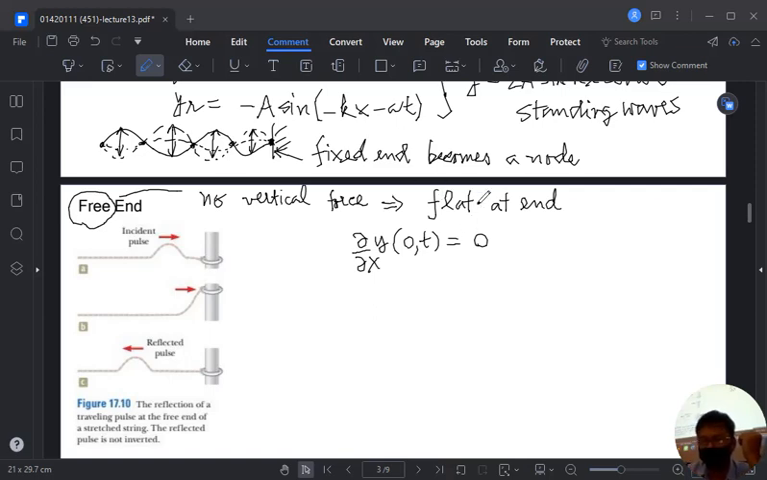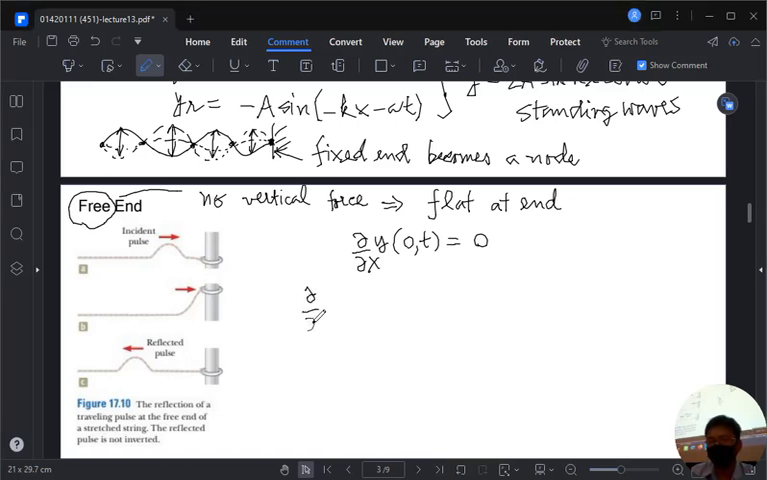so we're looking for flat at the end, which means that the partial derivative only with respect to x has to be zero. So when that happens, we look for something again, and we know it doesn't happen. So we want a reflected wave and the incident wave to become zero at x equals zero.